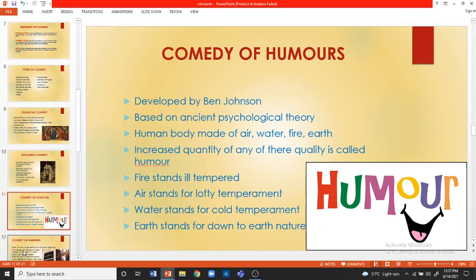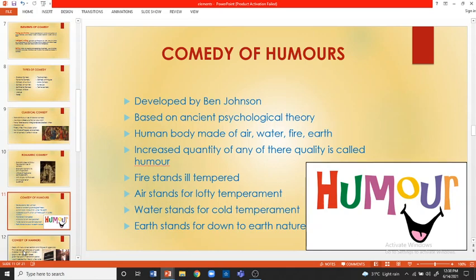We must know what they symbolize or stand for, and only then can we understand it. The increase in the quantity of their quality is called a humour. Here fire stands for ill-temperedness, air stands for lofty temperament, water stands for cold temperament, and earth stands for down-to-earth nature. So these four, fire, air, water, and earth, stand for different tempers of the human being.